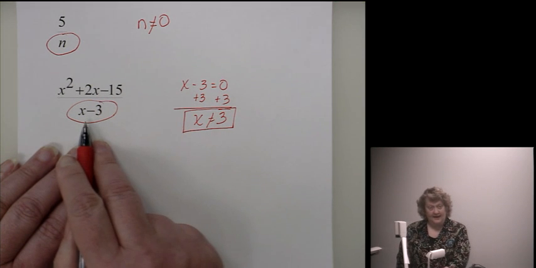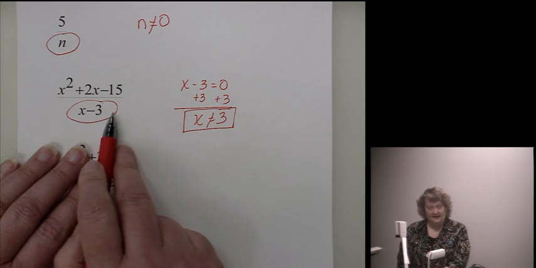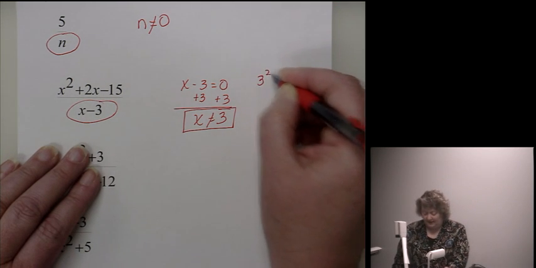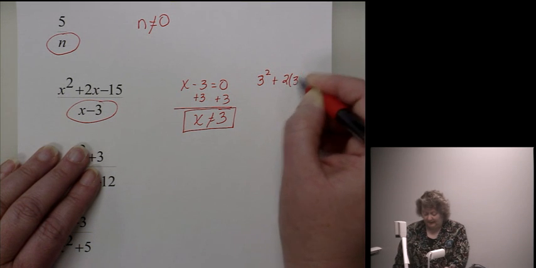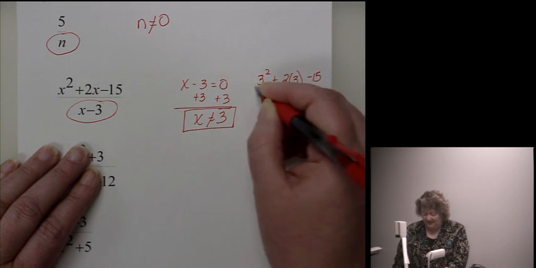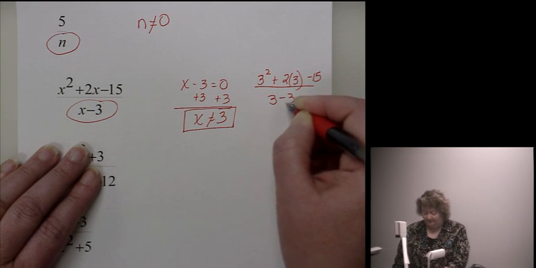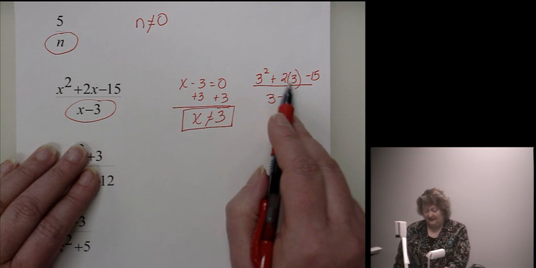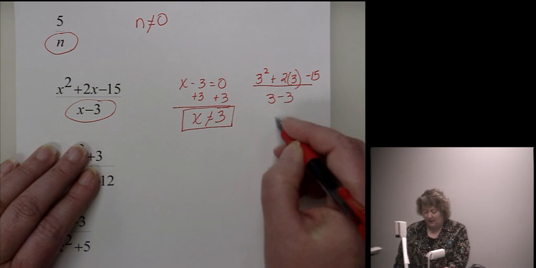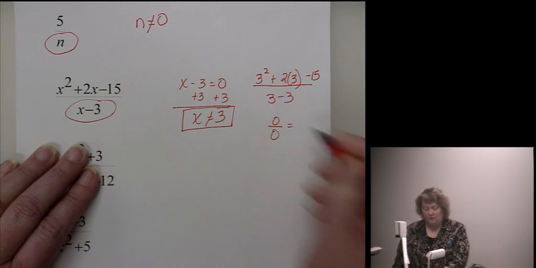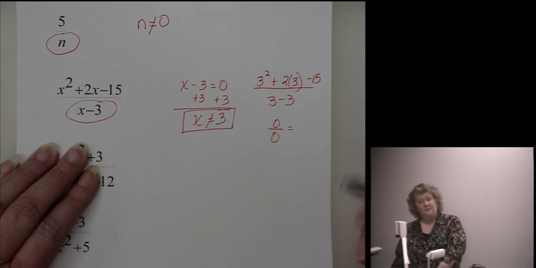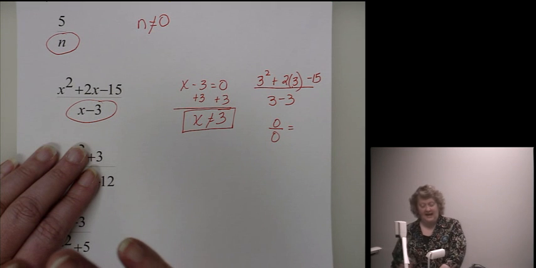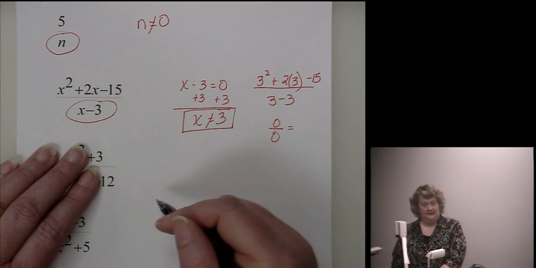If I put 3 back into this equation, I would get an error because I would have 3 squared plus 2 times 3 minus 15 over 3 minus 3. 9 plus 6 is 15. 15 minus 15 is 0. I'd have 0 over 0, which is undefined. So I cannot put 3 back into this equation. Every other value is okay except for 3.